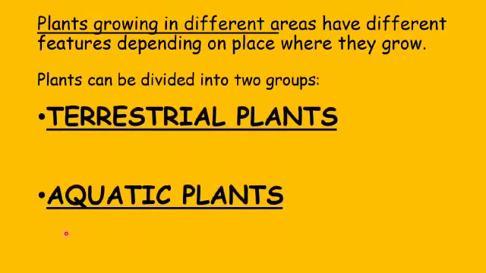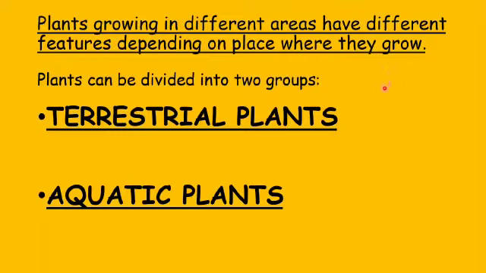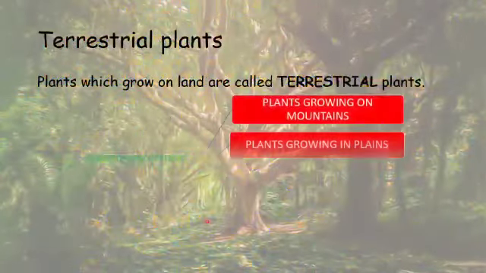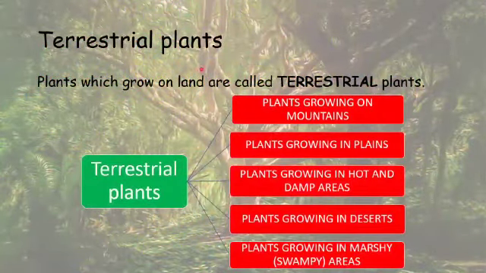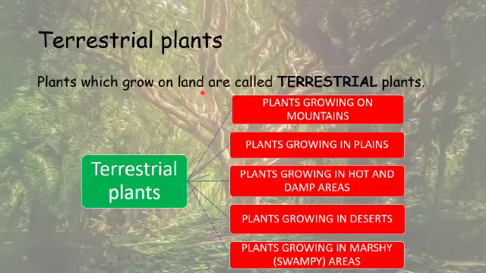Plants growing in different areas have different features. Depending on the place where they grow, plants can be divided into two groups: terrestrial plants, aquatic plants. Now we will study about terrestrial plants. Terrestrial means growing on land. So, plants which grow on land are called terrestrial plants.